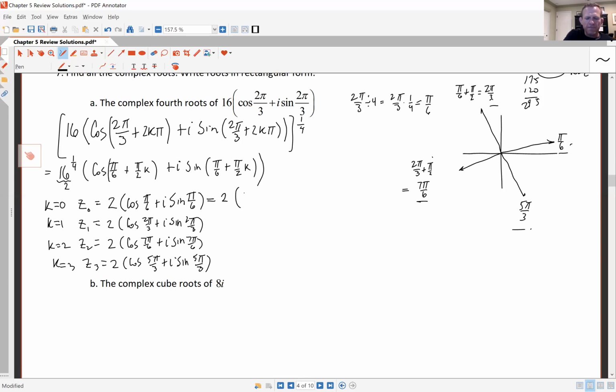Cosine of 30 is root 3 over 2 plus i times 1/2. That's going to give us root 3 plus i. Cosine 2 pi over 3, that's cosine of 60 in quadrant 2, so that's negative 1/2. And then sine of 60 in quadrant 2 is a positive root 3 over 2. So we get negative 1 plus root 3 i.